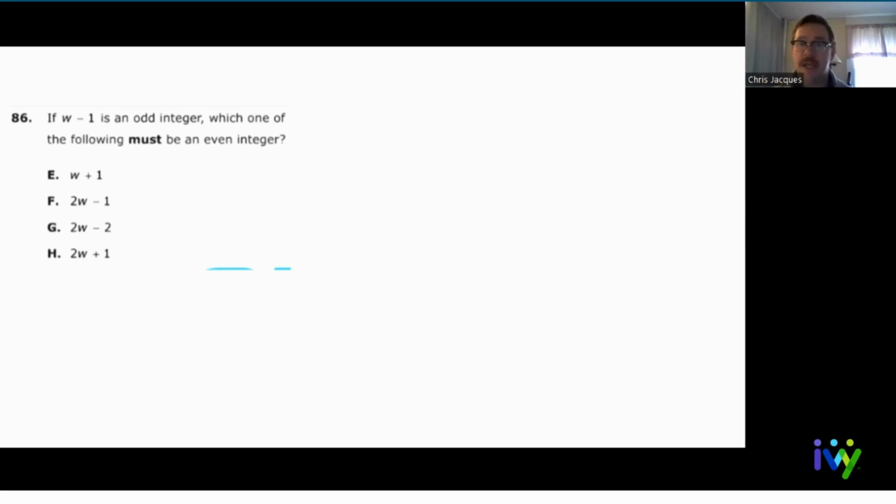So as promised, here's an example of one of those plugging in questions. They tell us that w minus 1 is an odd integer. Which of the following must be an even integer? Well, if we want w minus 1 to be odd, let's say that w equals 6. So that would make w minus 1 equal to 5, which is an odd integer. Now, let's plug in w into these. So if we plug w plus 1 in here, we get 6 plus 1.